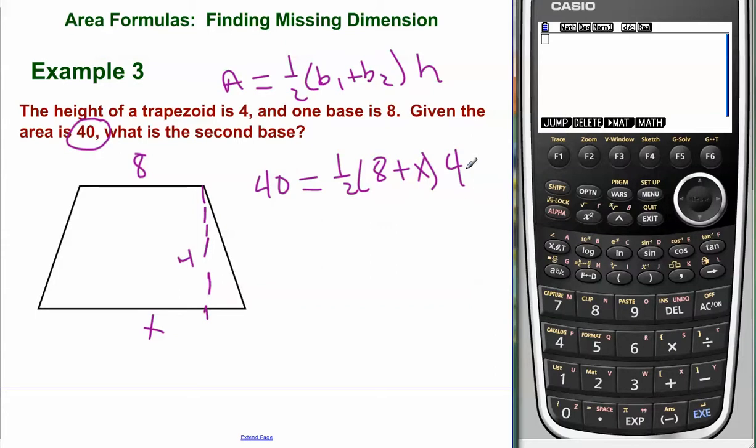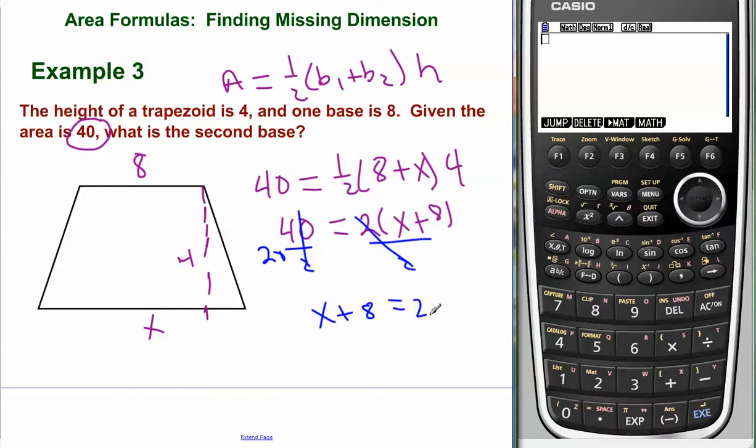And I'm going to solve this just like I was back in Algebra 1. Well, 1/2 of 4 is 2. So if I want to I'll go ahead and rewrite it. 40 is equal to 2 times, I'm going to put this in standard form, x plus 8. I'm going to divide by 2 on both sides. That cancels that out. That becomes a 20. And I have x plus 8 is equal to 20. And of course x is equal to 12.